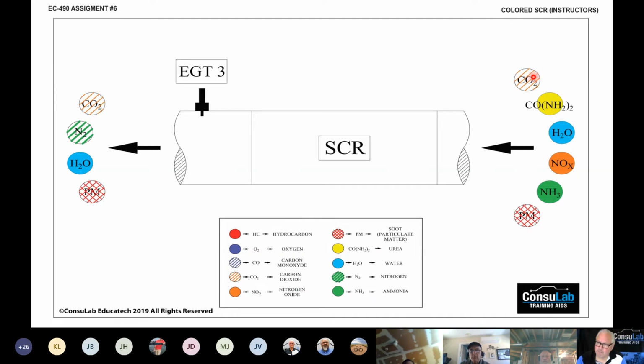So these are the same, I'm going to call them constituent gases, and one particulate, are going to travel into the selective catalytic reduction unit, which is a pass-through. So this operates like a diesel oxidation catalyst, which is a pass-through as well, where the components move over the ceramic that's been coated with the metals.